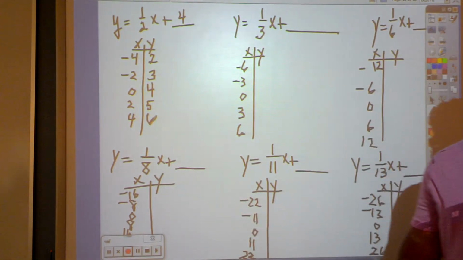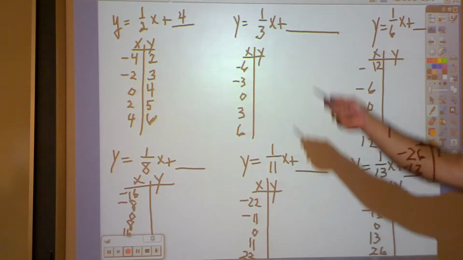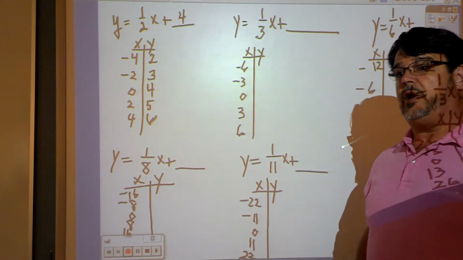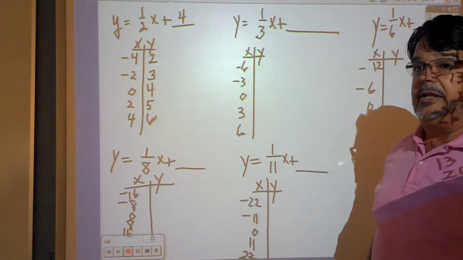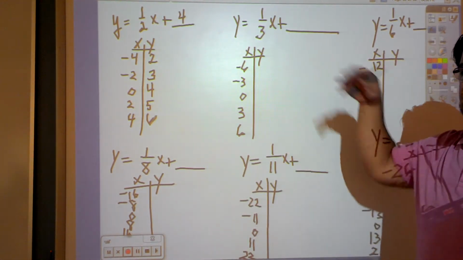How many of you have done these problems before and got fractions over there? Use multiples of the denominator. How'd you get the 4? For 1/2 x plus 4? I just made it up. These are examples. I just made them up.